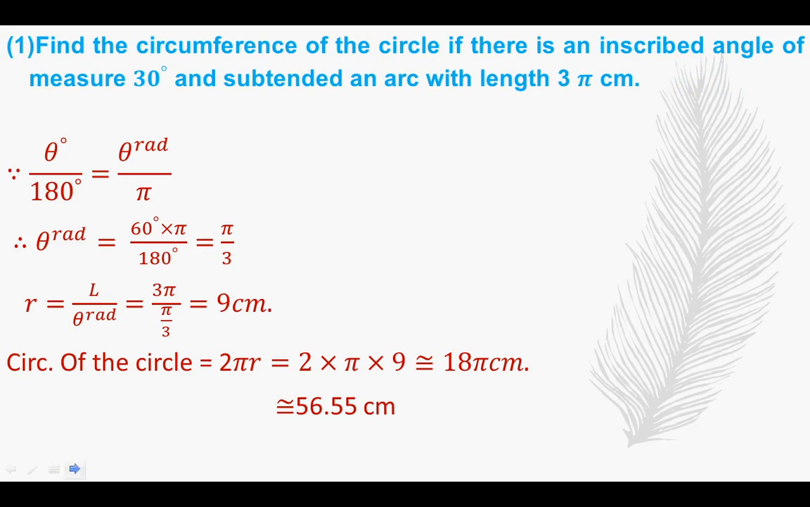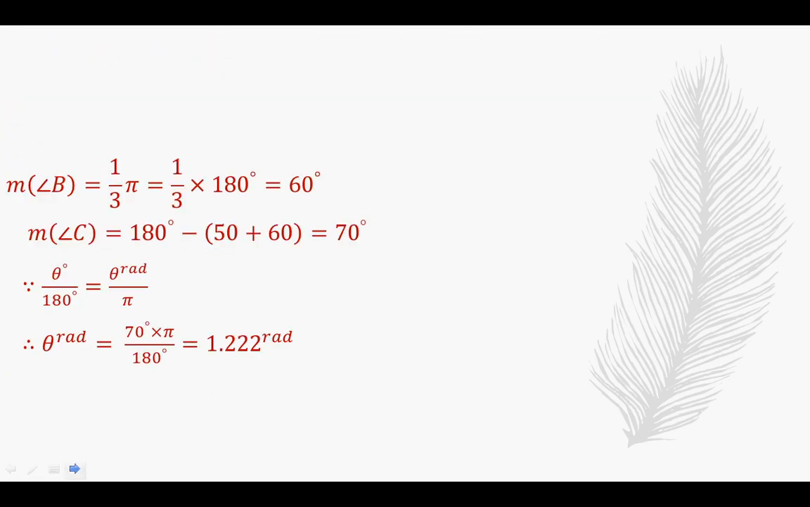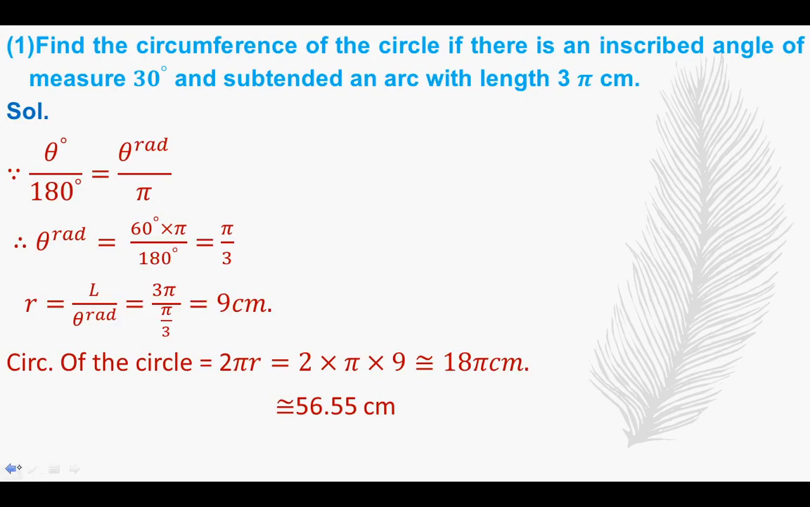Find the circumference of the circle, if there is an inscribed angle of measure 30 degrees that subtends an arc with length 3π centimeters.